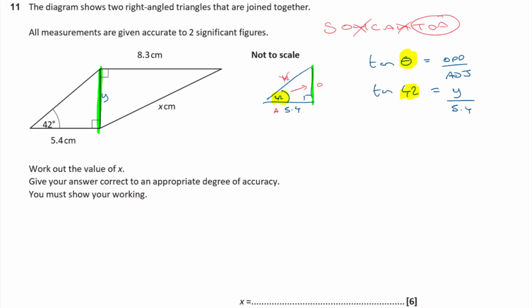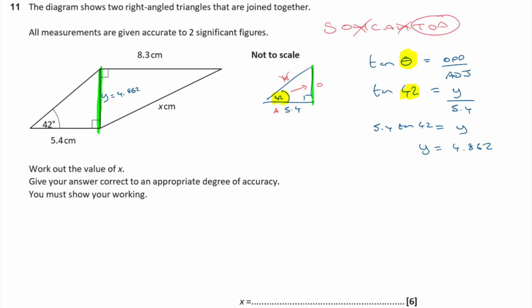Okay, rearranging for y, just going to cross multiply that 5.4. I'm going to get 5.4 tan 42 is equal to y. Okay, so it's a matter of just tapping that into the calculator now. So 5.4 tan 42. That comes out to be 4.86 and change. I'm going to write down 4.862, an extra digit, but I'm going to keep the whole display on my calculator. I'm going to use it in the second part of the calculation so I don't lose accuracy. Okay, so I know that this one now is roughly 4.862.